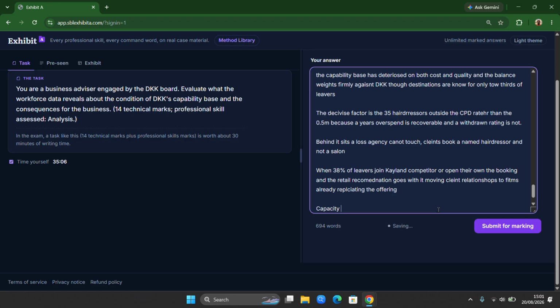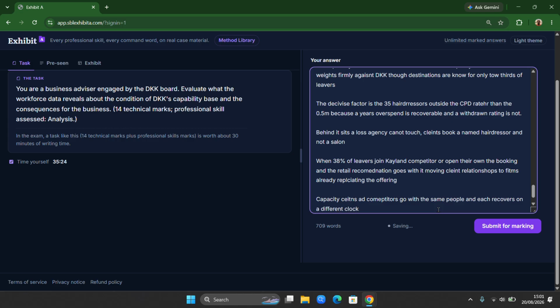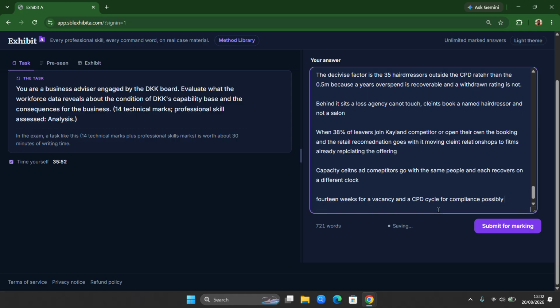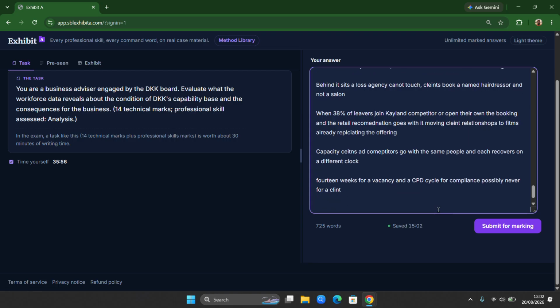Okay, capacity, clients and competitors go with the same people and each recovers on a different clock, which is 14 weeks for a vacancy and a CPD cycle for compliance, possibly never for client.